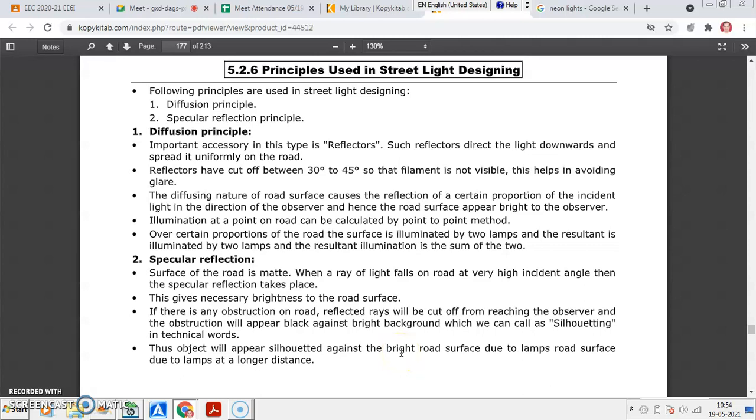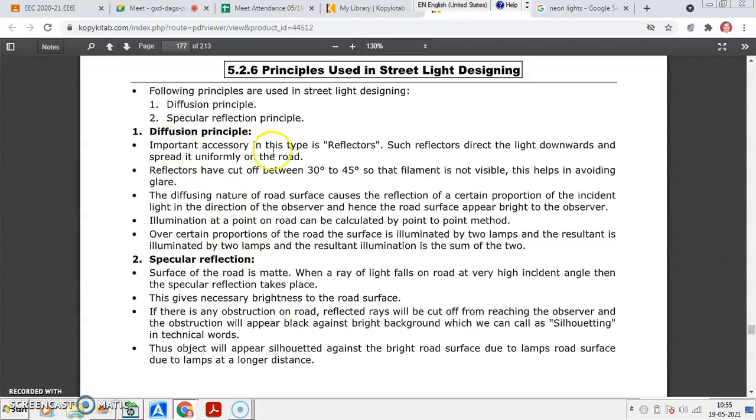The diffusion nature of the road surface causes the reflection of a certain portion of the incident light in the direction of the observer, and hence the road surface appears bright to the observer. The observer is seeing towards the road, not towards the light. Illumination at a point on the road can be calculated by the point to point method, I told you. Over certain properties of the road and the surface that is to be illuminated by 2 lamps, the resultant illumination is the sum of the two.